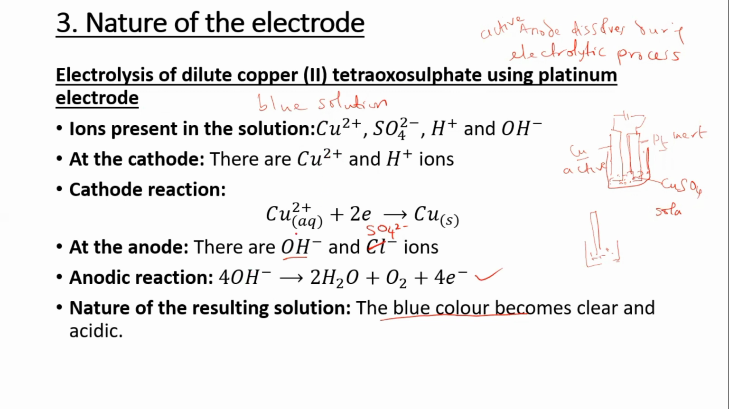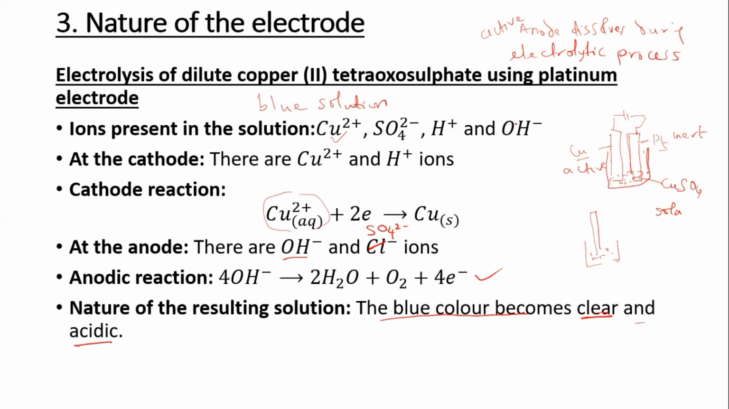ions. And now that at the cathode, the copper 2 ions are progressively discharged, what happens is that the solution turns from blue to faded blue and then will ultimately become clear. All right. And also the resulting solution will be acidic. Why will it be acidic? Because here at the cathode, copper 2 has gone.